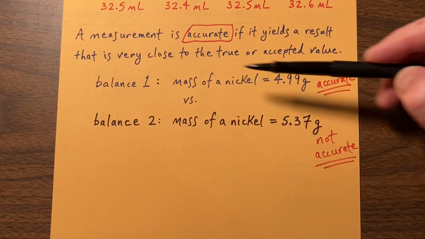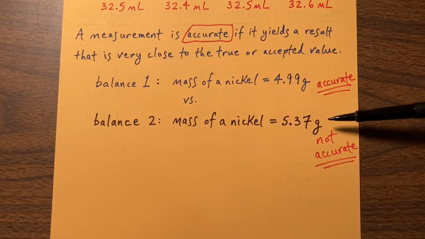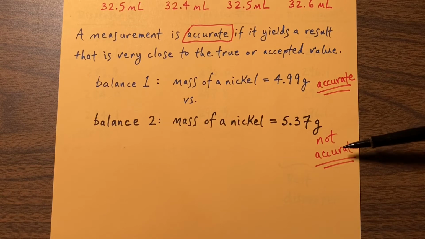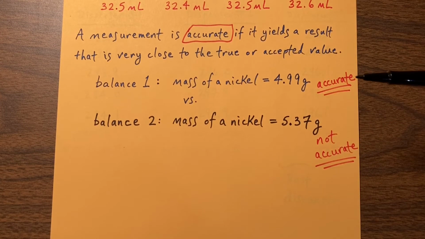If I put the same nickel on a different balance, but the balance says 5.37 grams, I would say that balance is not accurate. It needs some calibration. I wouldn't use that balance. It's not giving me a reliable result.